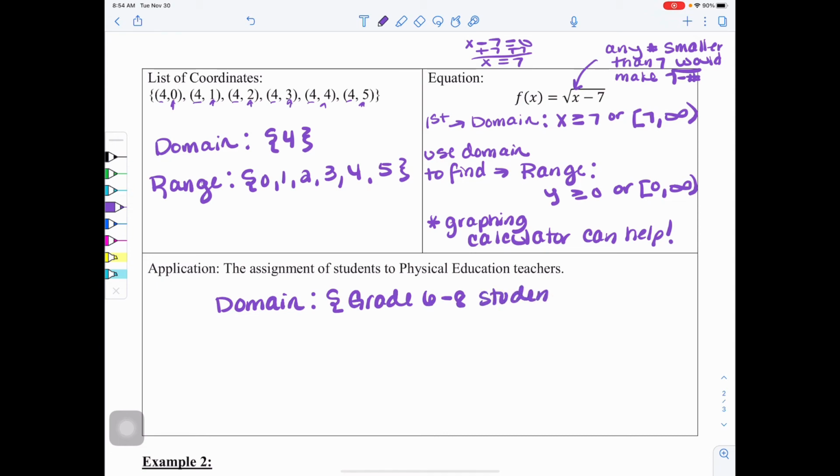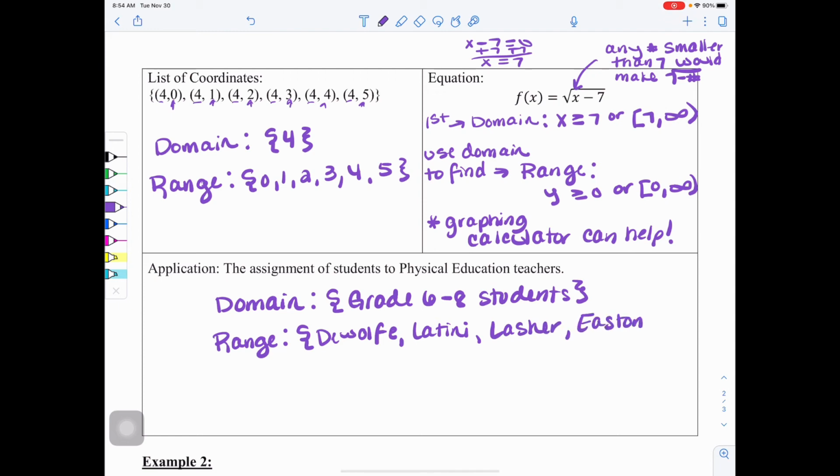We're going to have to use a description in this case because we cannot list every single student that's in the middle school. So our input are grade 6 through 8 students. They are the ones that are going to be assigned to a teacher. The range then are the PE teachers. Our choices, we can actually list out for this, would be Mr. DeWolf, Mr. Latini, Mr. Lasher, and Miss Easton. So you can also find domain and range when you're talking about a description or a situation.